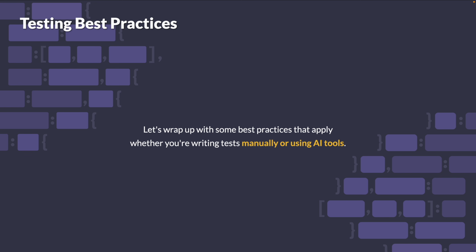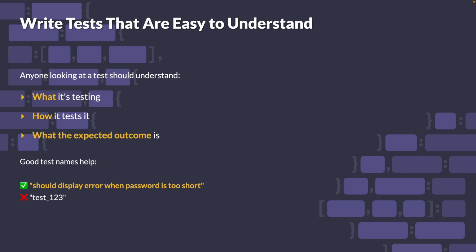Okay, let's wrap up with some best practices that apply whether you're writing tests manually or using AI tools. First, you're going to want to make your tests readable. Anyone looking at a test should understand 1, what it's testing, 2, how it tests it, and 3, what the expected outcome is. So good test names help. Like should display error when password is too short. That's way better than just like test123.